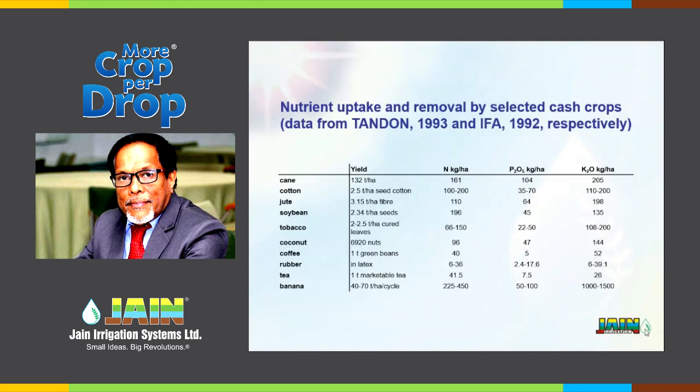They have given, for example, for cane, if you want to get 132 tons per hectare, which is actually a very low yield, we are getting 250 tons per hectare, by the way, you need 161 kilograms of nitrogen per hectare. That much has to be removed by the crop, not applied. Please understand, this is removed by the crop. The crop has to take it.